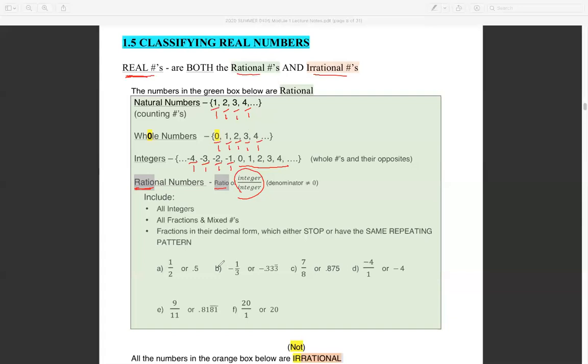Now, as far as your decimal form, they either stop or have the same repeating pattern. It can't have any pattern. It has to repeat the same thing over and over. So for example, here 81 is being repeated over and over.